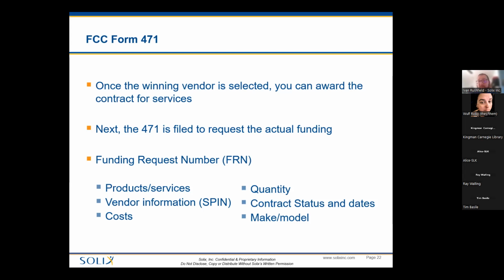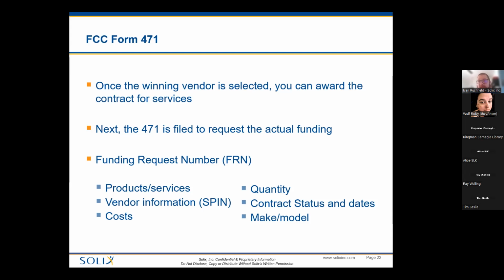So then we have to actually file the Form 471 to request that funding. And we create something called an FRN, or a funding request number. The funding request number lists what the product is, the vendor information, and also a SPIN, which stands for Service Provider Identification Number. Every vendor in E-Rate has a SPIN. If the vendor does not have a SPIN, they cannot participate in E-Rate. They have to sign up, which they can do for free. Some vendors do not want to bother, but you cannot get E-Rate discounts if your vendor does not have a SPIN.